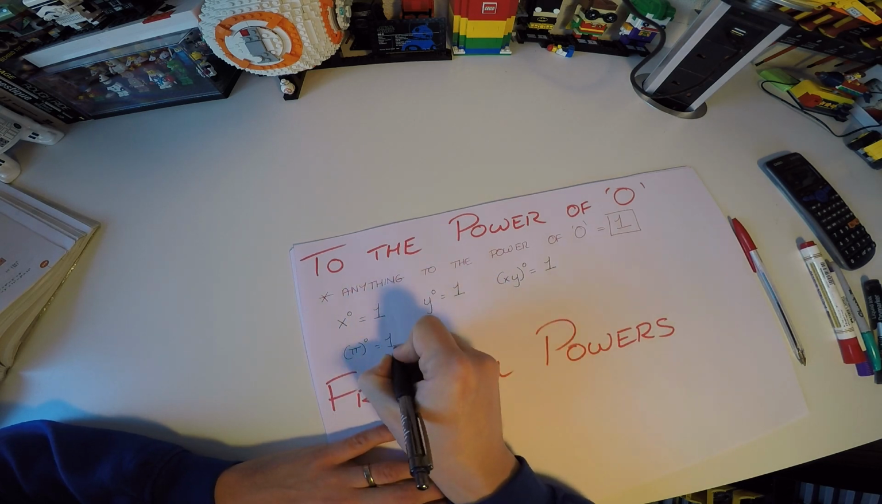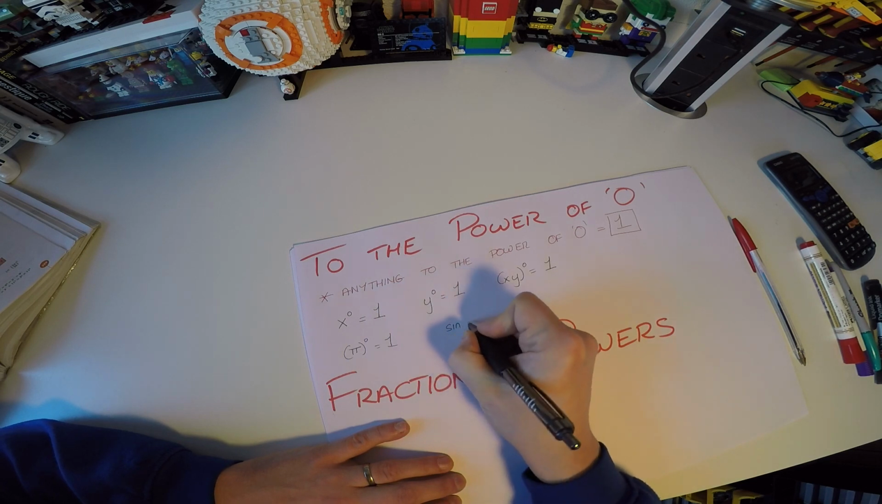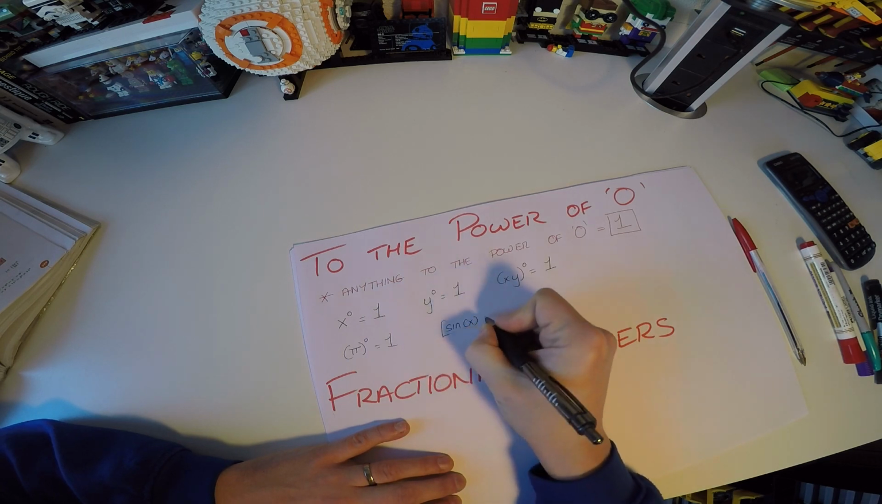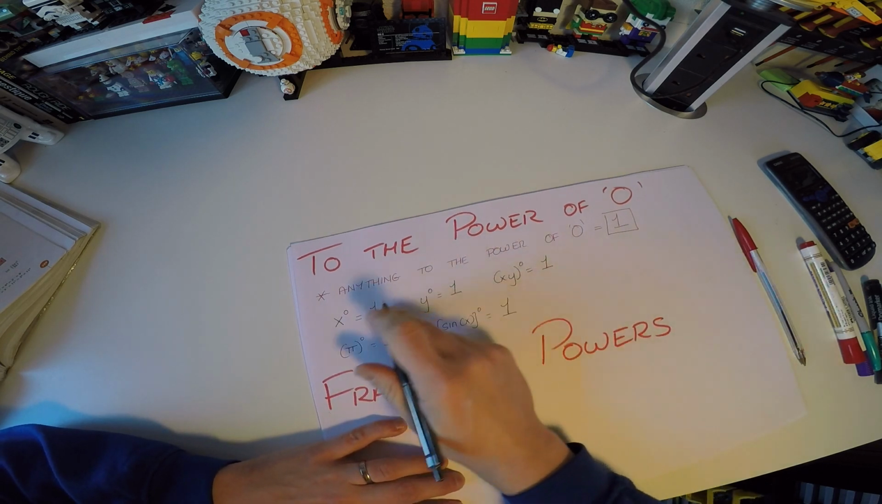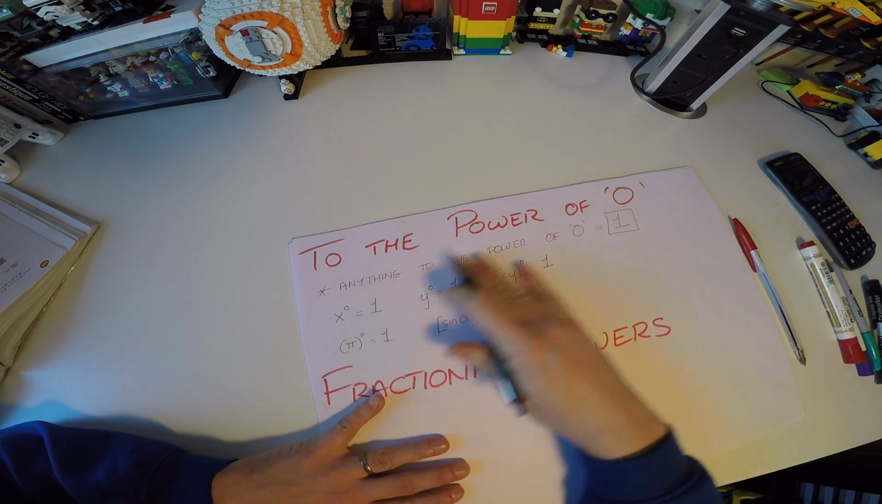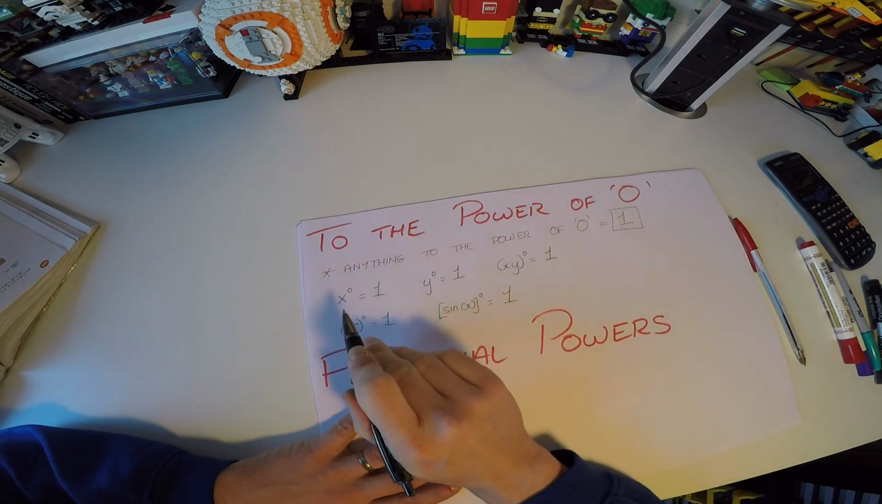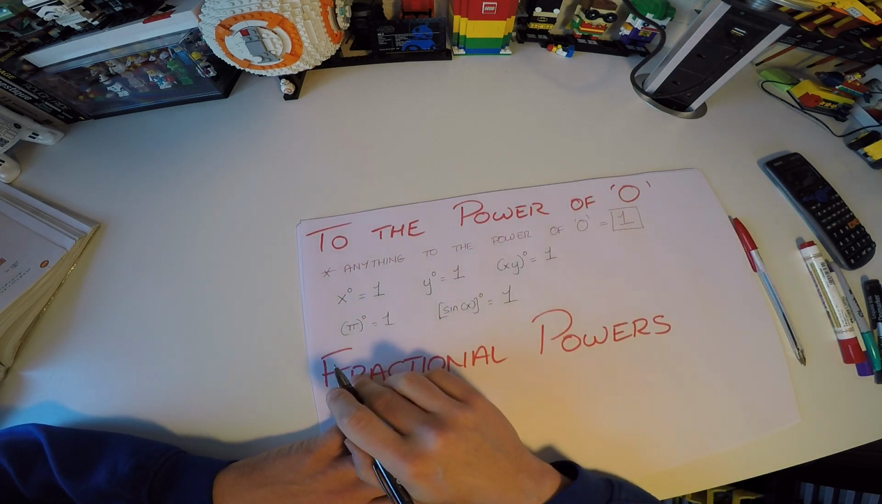That's equal to 1. The sine of x, all to the power of 0, equals 1. I could do this all day. There's some nice proofs online why that works. I would not concern yourselves with those, but just know that anything to the power of 0 equals 1.